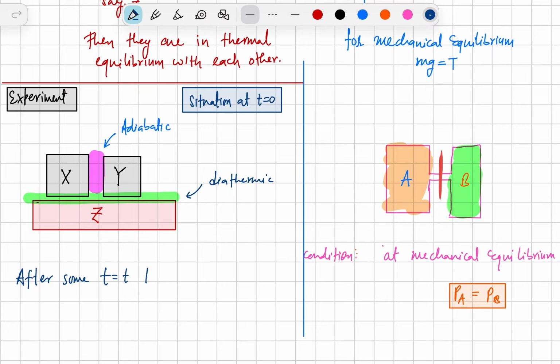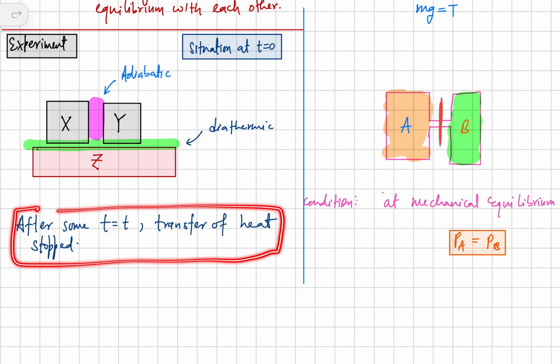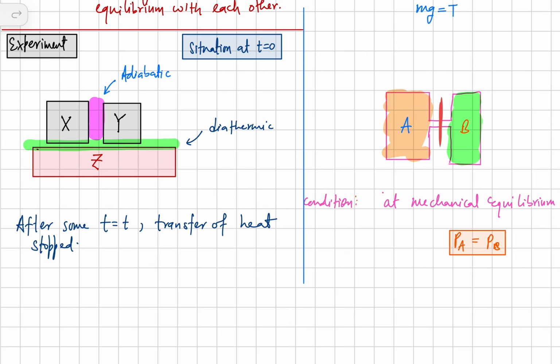T means time. After time t, transfer of heat stopped. And I told you what the meaning of equilibrium is, and this is the situation for equilibrium, because when there is no change in physical property, that state is called equilibrium. So if there is no change in energy, this is called the equilibrium situation.